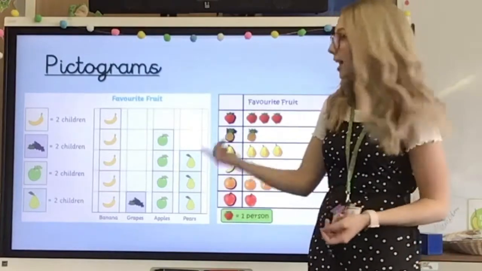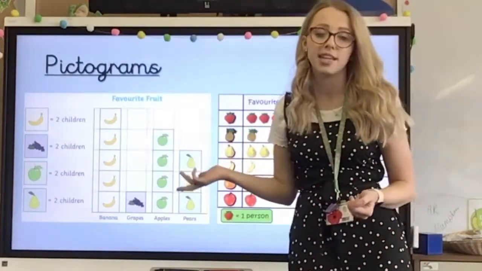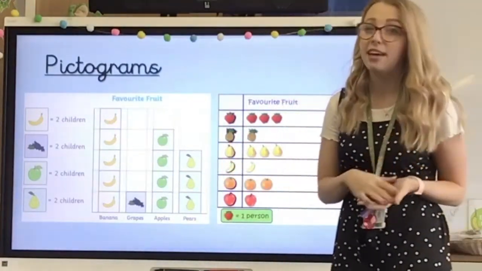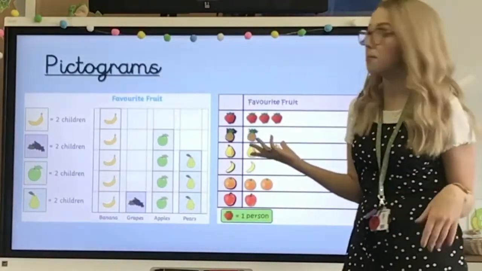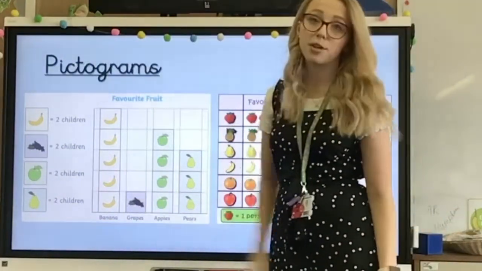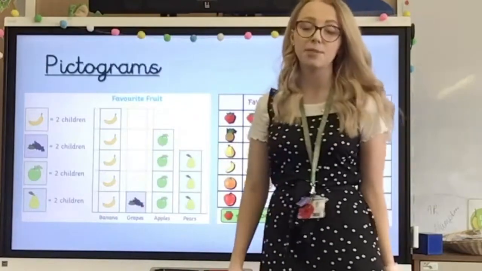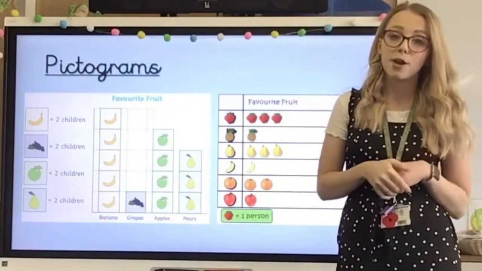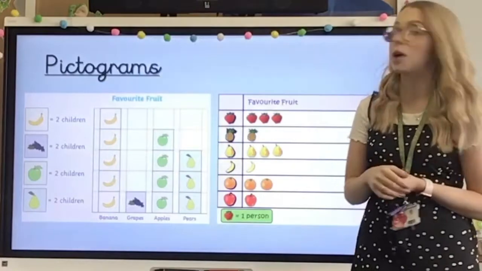The children will be learning how to read this key to find out what the data is showing and also discussing it. So they can see really clearly in this type of chart that the tallest one is the most popular and the shortest is the least popular. We're going to be making some of our own pictograms and discussing what our data is showing.